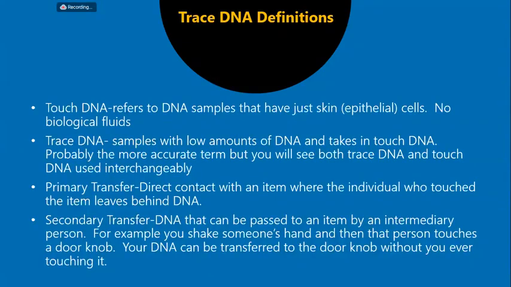Another definition is primary transfer. This is considered direct contact with an item where the individual who touched the item leaves behind DNA. Secondary transfer is when DNA can be passed on to an item by a person. For example, if you shake somebody's hand and then the person whose hand you shook touches a doorknob or another person, your DNA can be transferred to that item by the other person. In addition to secondary transfer, there's now a lot of studies being done on tertiary transfer, where somebody can pick up your DNA from that doorknob and pass it on to something else. So these are some of the limitations that we have to be aware of when we're working with these kinds of DNA samples. Next slide.